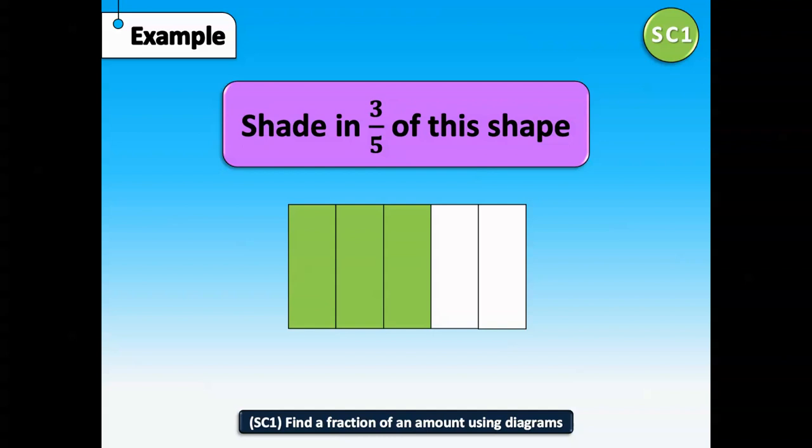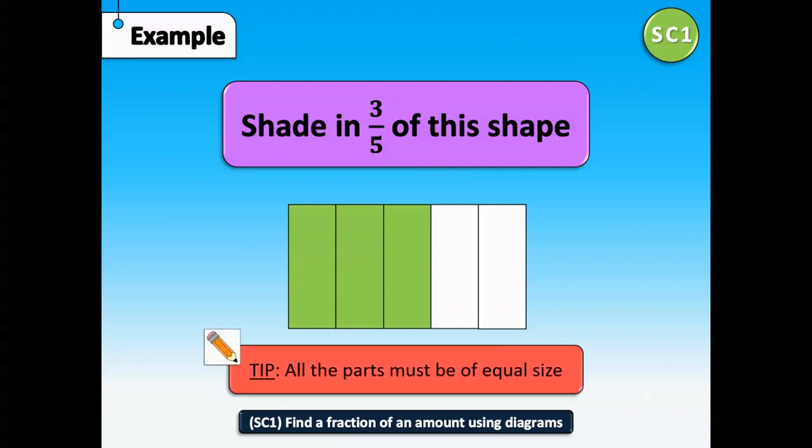It doesn't matter which 3 parts you shade in, you can shade in any 3 parts at all, just as long as you shade in 3 out of 5 parts. And remember, all the parts must be of equal size.